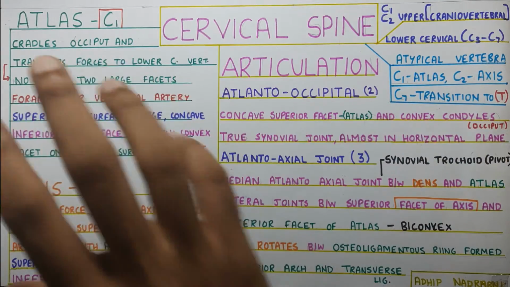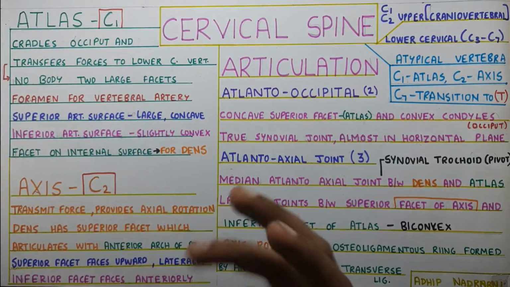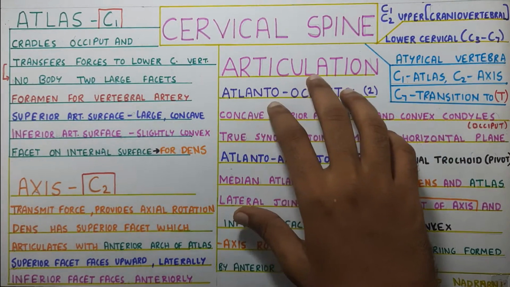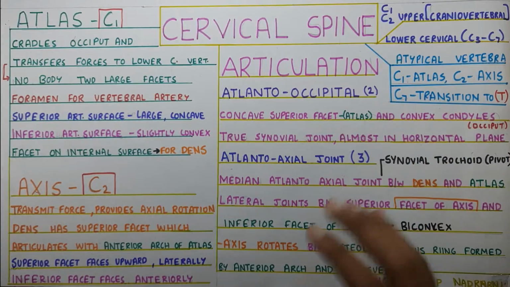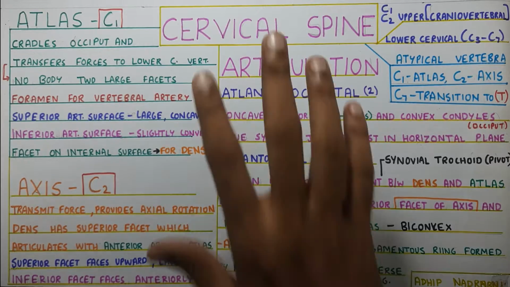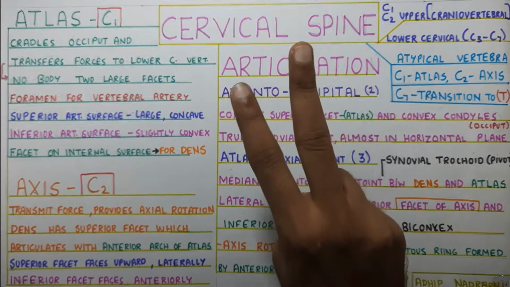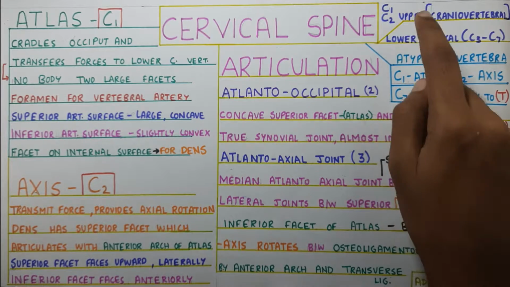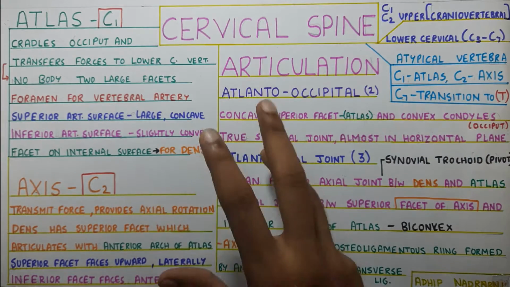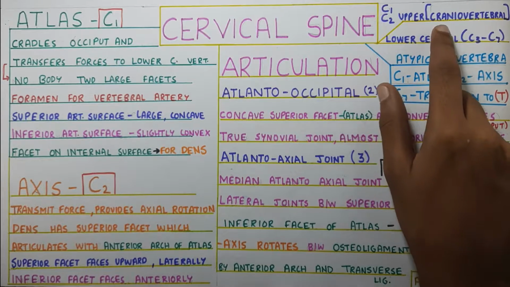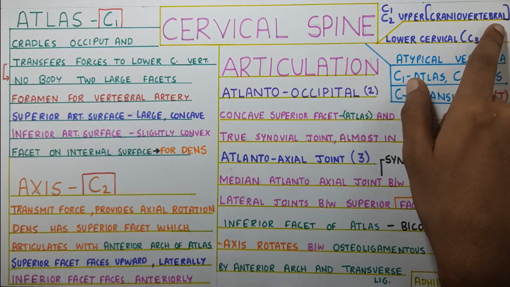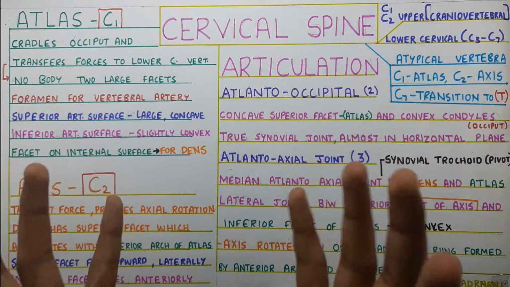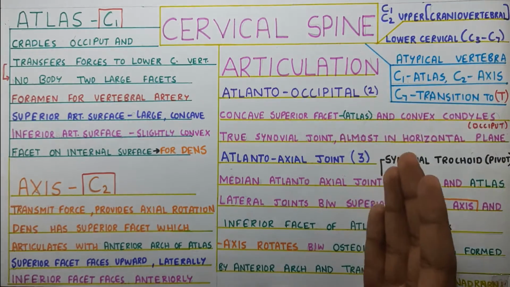We will see what the structures are, that is the atlas and axis, the bones. We'll see the articulation and also the ligaments. Okay, so let's start with the topic. Your cervical spine can be divided into two parts, the upper cervical region and the lower cervical region. Now the upper cervical region, which we will be talking about today, is also called the craniovertebral region. Cranium means your skull and vertebra is the spine.